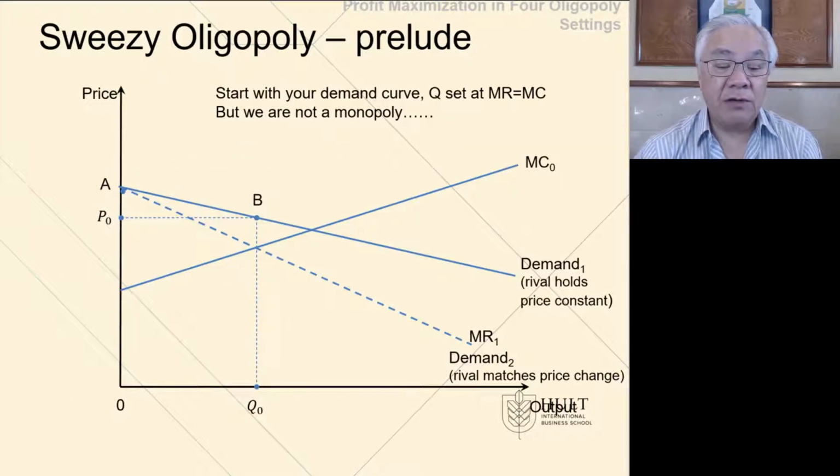So we'll start with a prelude, where again we have demand 1, which represents a marginal revenue, MR1, and marginal cost. So you know the profit maximization for this one firm would be simply marginal revenue equals marginal cost. That's this intersection there. And we read up to the demand curve to set the market price. So the price would be at P sub 0. However, that's not the case.